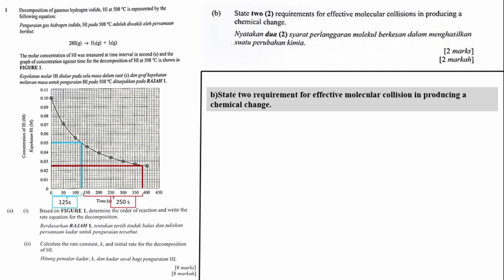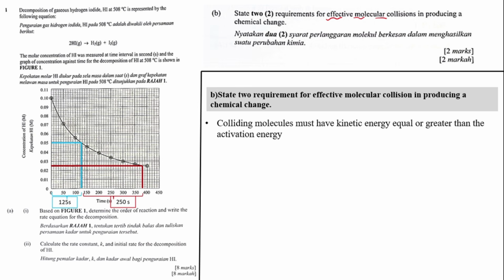Now we're going to look into the next part, which is question 1b. For question 1b, we need to state the two requirements for effective molecular collision in producing a chemical change. There are two requirements needed for the molecules in order to initiate a chemical reaction. First things first, the colliding molecules, so one molecule with another molecule, when they collide, must have enough energy to overcome the kinetic barrier, or we can say that the kinetic energy needs to be equal to or greater than the activation energy.